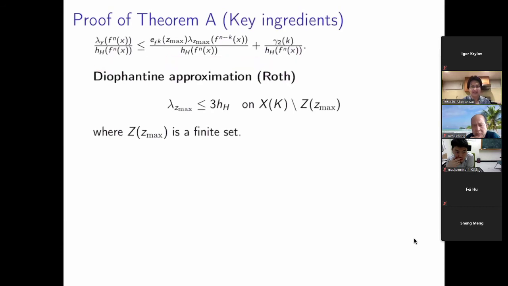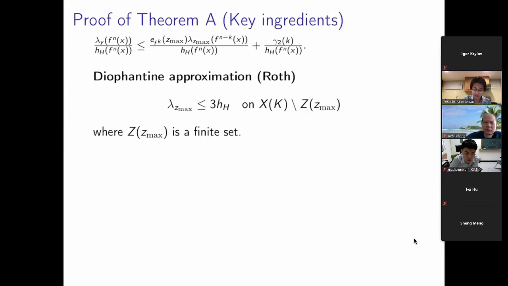And the first ingredient is from Diophantine approximation. This is Roth's theorem, the so-called Roth theorem. This is a fancy version of Roth's theorem. This is not the one you may find on, like, Wikipedia, but this is also a Roth theorem. So the theorem says this local height function can be bounded by 3 times a very ample height function on this set. There are some exceptions to this inequality, but this is a finite set.